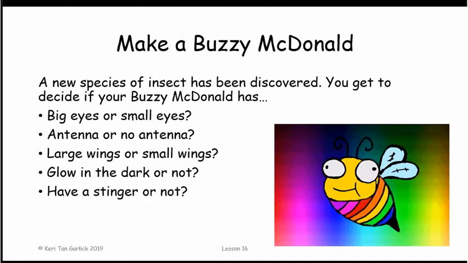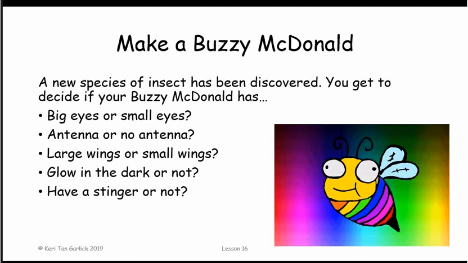To start us off, I want us to do an activity that I call the Buzzy McDonald. Just a silly thing, and that's in your book. You'll notice in your little book that on this page here, you have an outline of a little bug. And I want you guys to make some decisions about this bug.